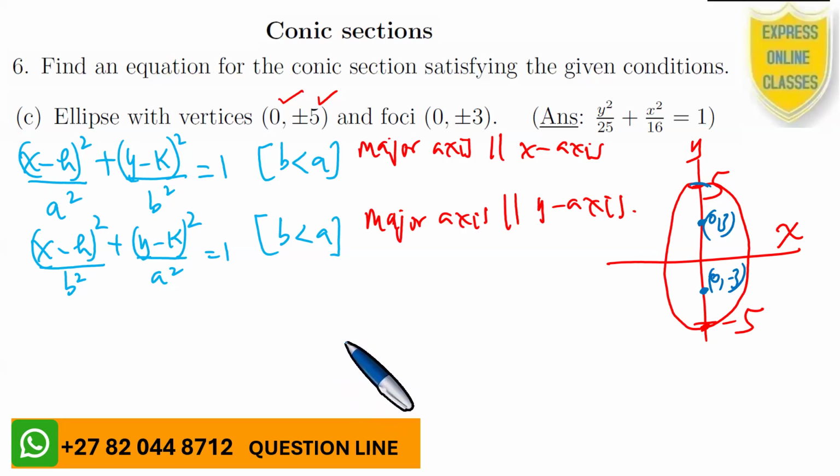So what do we want to get here? We need to find an equation. So because this equation is like this, and the vertices are like this, the vertices have to do with the major axis, they give us the major axis. Meaning the major axis here is parallel to what? It's parallel to the y-axis. So which means that the graph is going to be this one. We're going to use this equation.